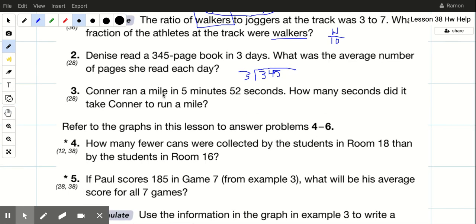Number 3, Connor ran a mile in 5 minutes 52 seconds. How many seconds did it take him to run a mile? We're going to have to convert. We already have 52 seconds, which is great, and we have to add the minutes. The only issue with the minutes is that they're not in seconds. So we have to convert 5 minutes to seconds by identifying how many seconds are in a minute, which we know is 60 seconds. Then all you have to do is multiply 60 times 5 to get the number of seconds in 5 minutes. Then you add it to 52 to find the total number of seconds it took him to run a mile.